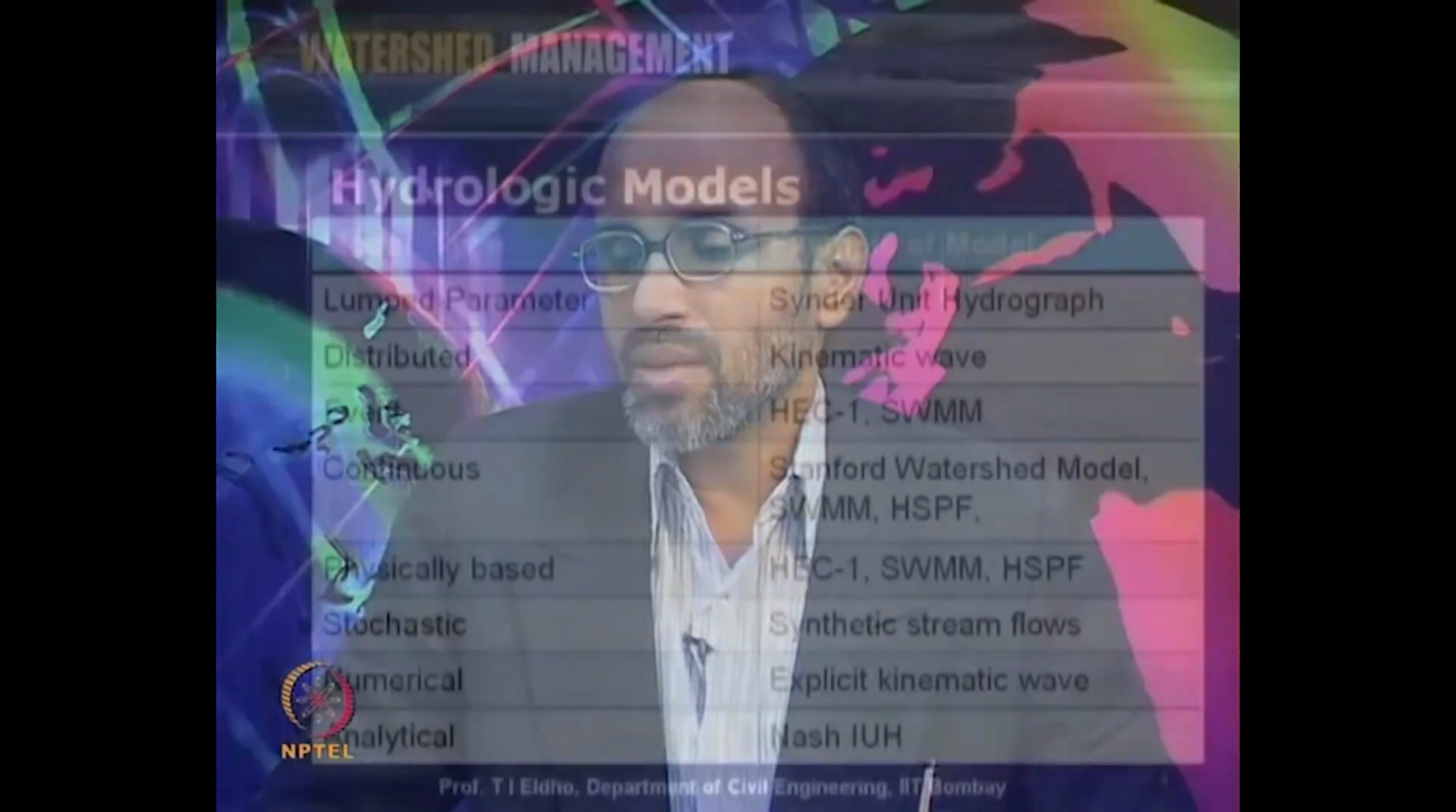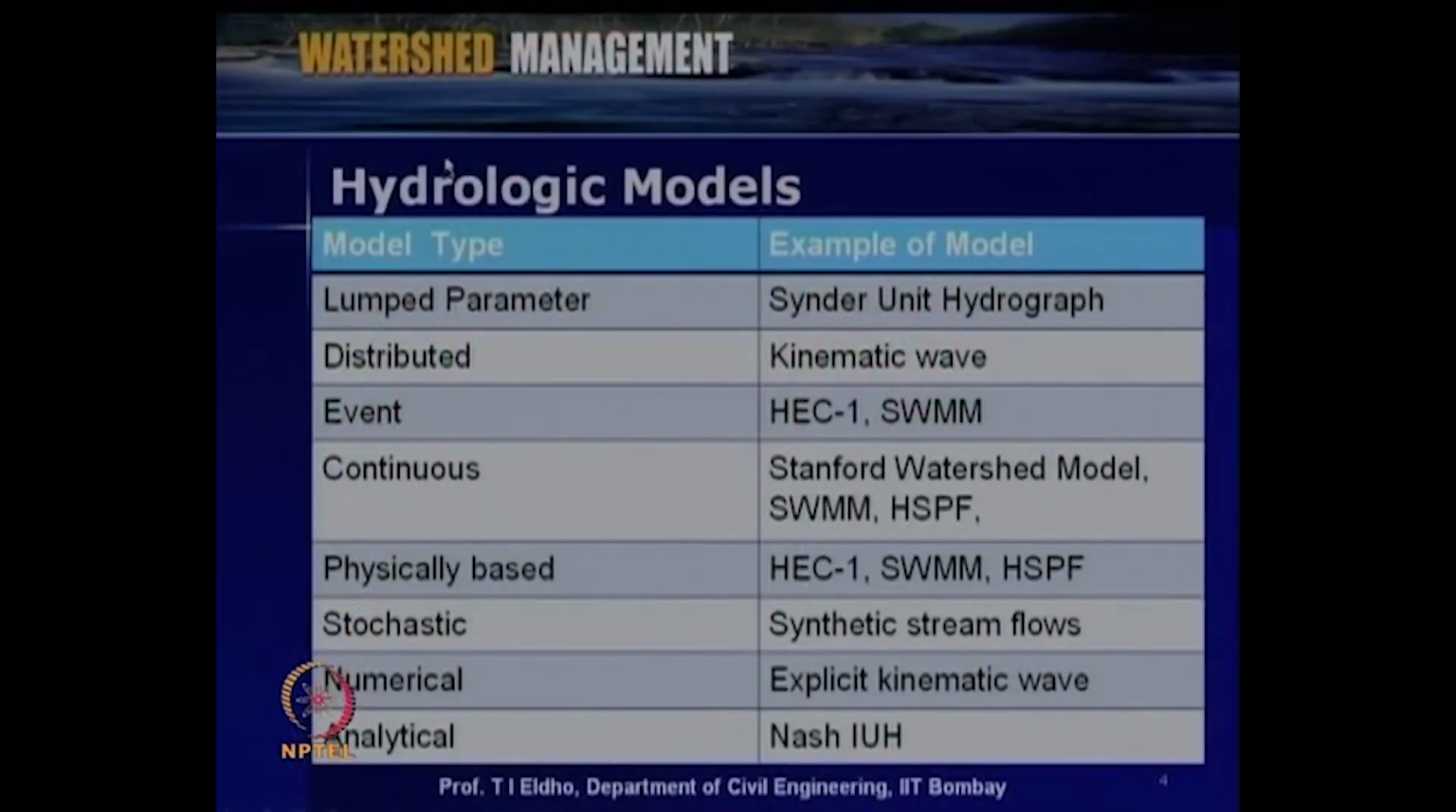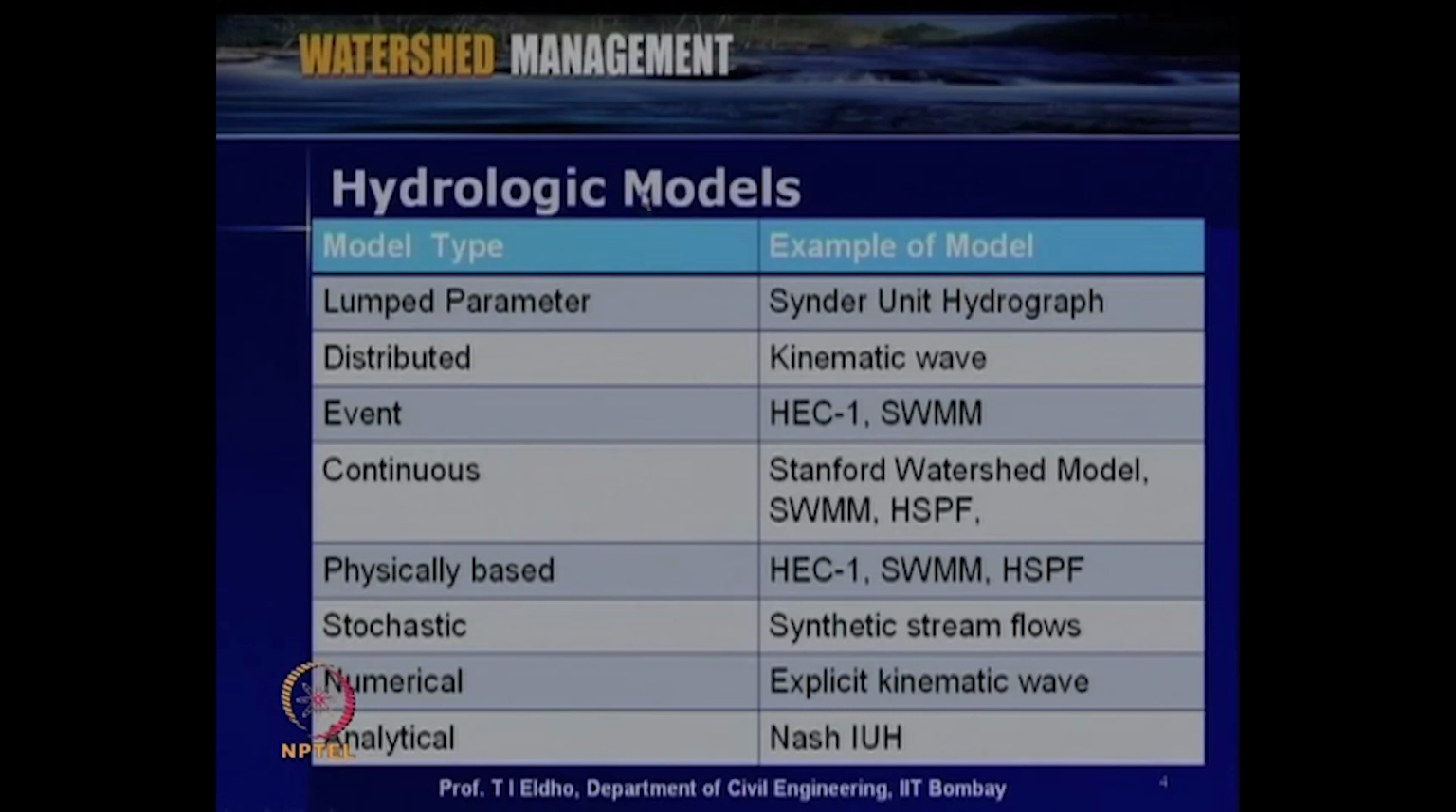As we discussed earlier, here I have shown the various types of hydrologic models. These models we have already discussed earlier also. Broadly, the model can be either lumped parameter models like Snyder unit hydrograph, then distributed like kinematic wave, or event based models like HEC1 or SWM, or continuous simulations like Stanford Watershed model, then HSPF, then physically based model like HEC1 or SWM, then stochastic model like synthetic stream flows.